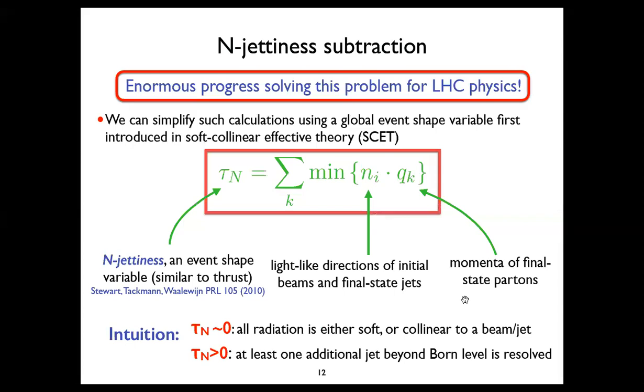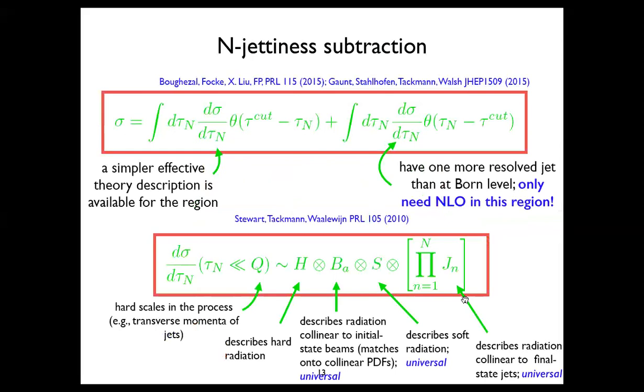So this intuition suggests a solution to the problem of calculating cross sections to NNLO in QCD. And this intuition is shown here in the first formula on this slide. What is done is a cut on this N-jettiness parameter, denoted by tau_cut, is introduced, and the cross section is divided into a piece below the cut, that's the piece on the left, and a piece above the cut, that's the piece on the right. And the intuition as to why this is helpful is the following. If you look at the piece on the right, the above cut piece, what we just talked about in the previous slide was that you have at least one more resolved jet beyond that which appears at Born level. And what this means is that the calculation in this region of phase space is effectively next-to-leading order.